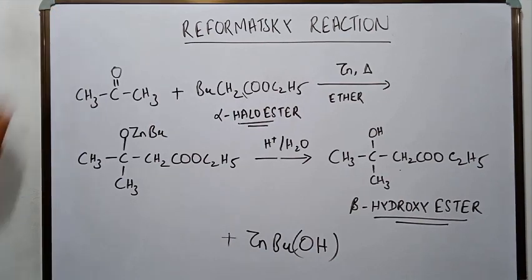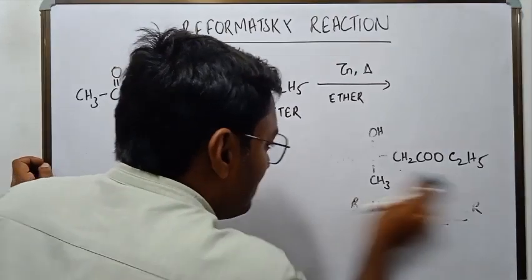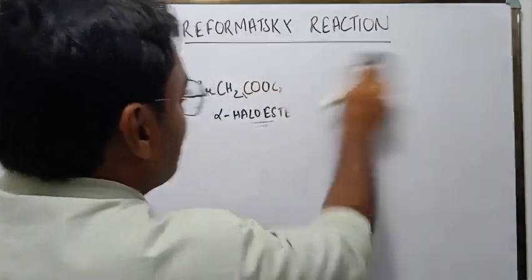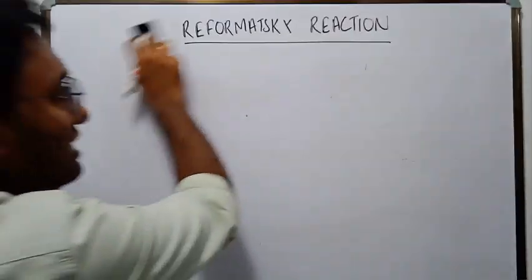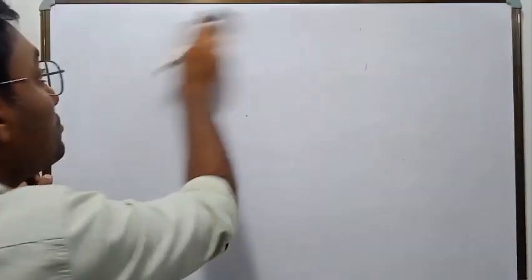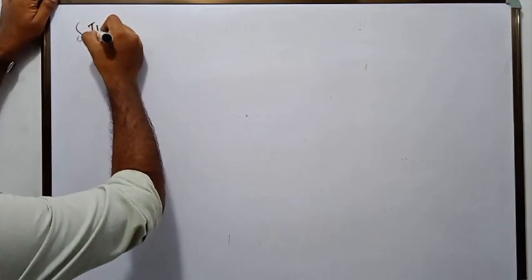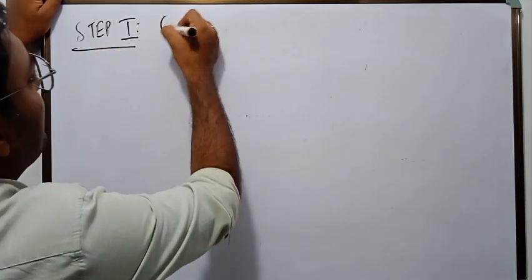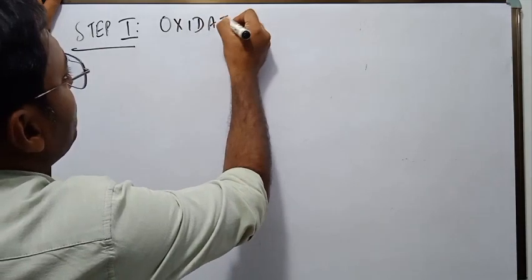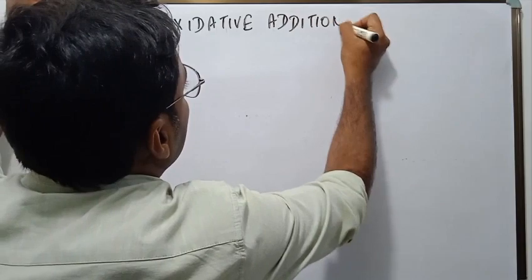Now let us understand the mechanism of the reaction. The mechanism is a nucleophilic addition reaction. Carbonyl compounds, be it aldehyde, ketone or ester, show nucleophilic addition reactions. It has three steps. Step number one: oxidative addition of zinc to the carbon halogen bond.